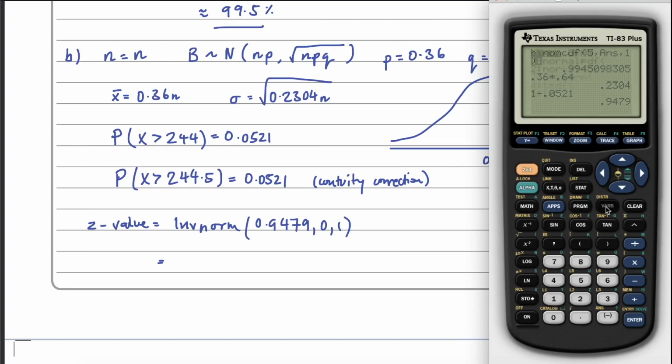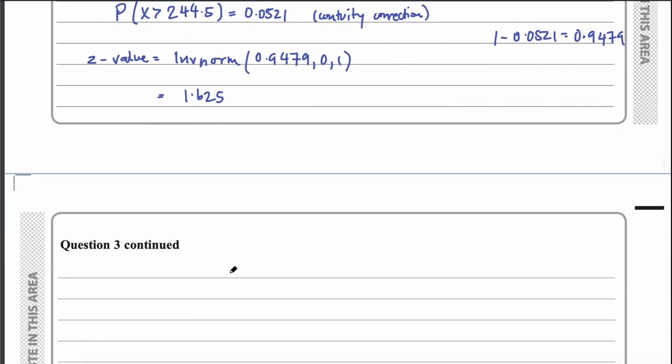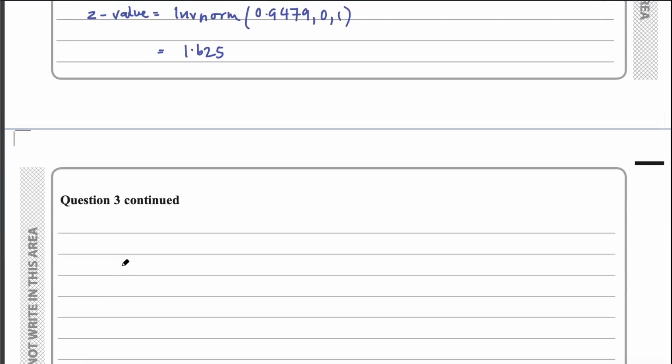So let's go ahead, as I did before, get the inv norm function, 0.9479, 0, 1. And that gives me a Z value of 1.6248. So I'll round that off to 1.625. All right. So that's saying on the standard normal, this value here of 244 would convert to a value of 1.625. Then we can use the formula for the Z value.